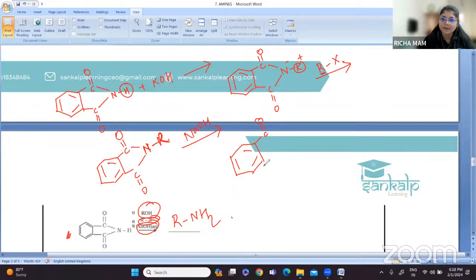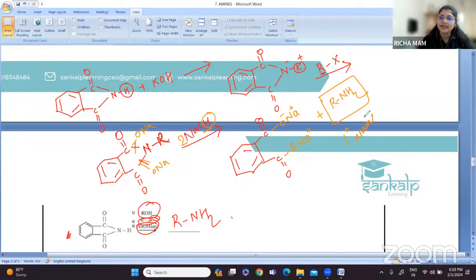C double bond O, C double bond O. Here these bonds break, and you get O minus Na plus, O minus Na plus, and RNH2. What happens here is that 2 molecules of NaOH react, your ONa and ONa get attached, and the hydrogens combine with the alkyl part, and you get a primary amine.